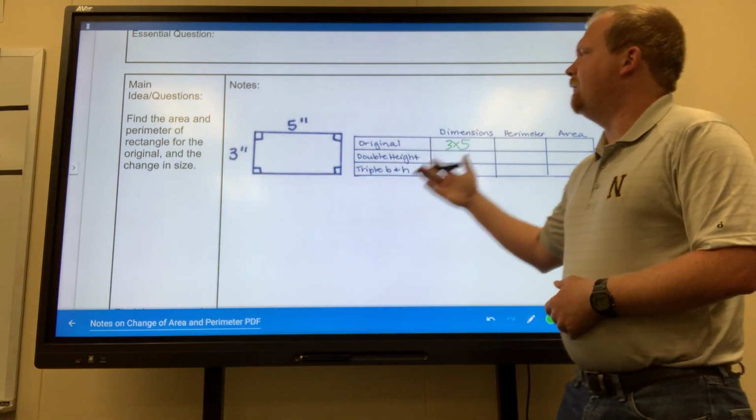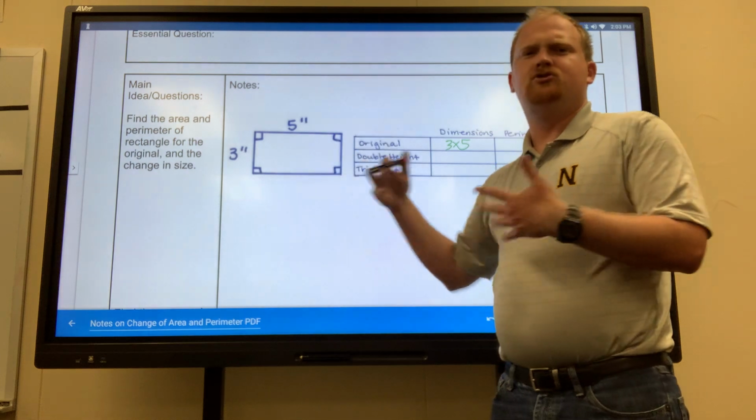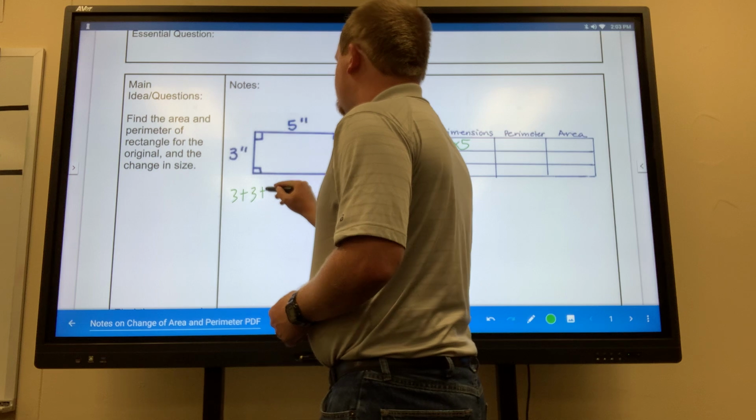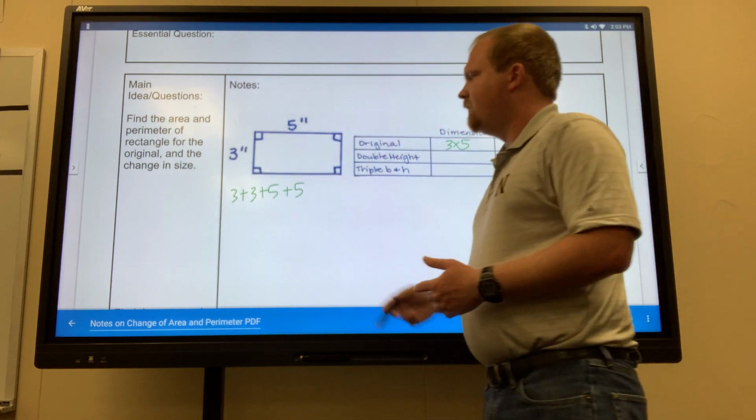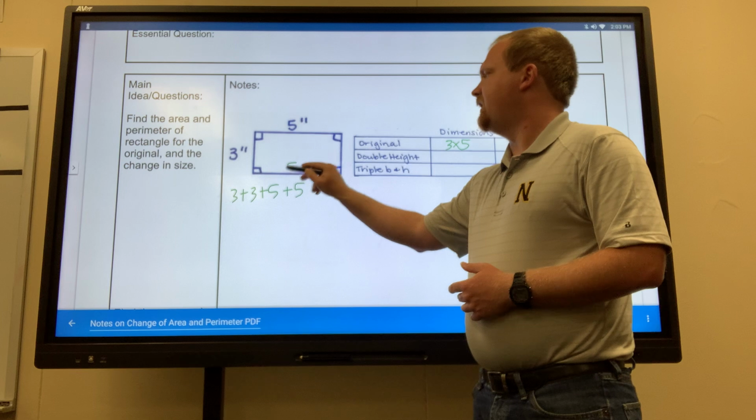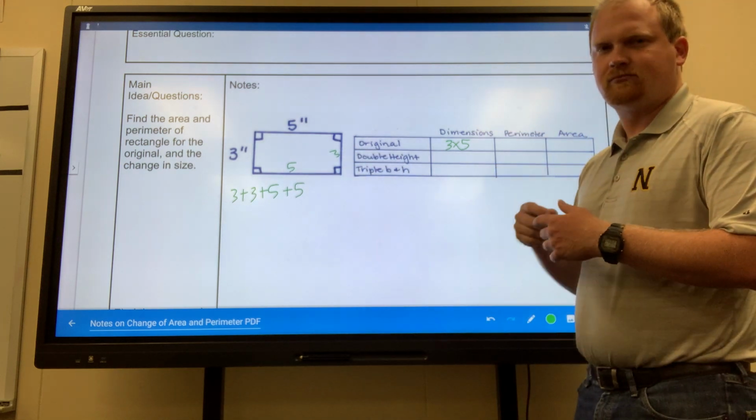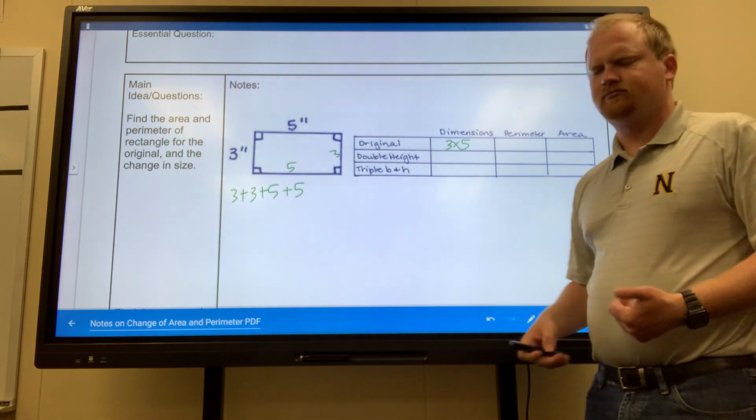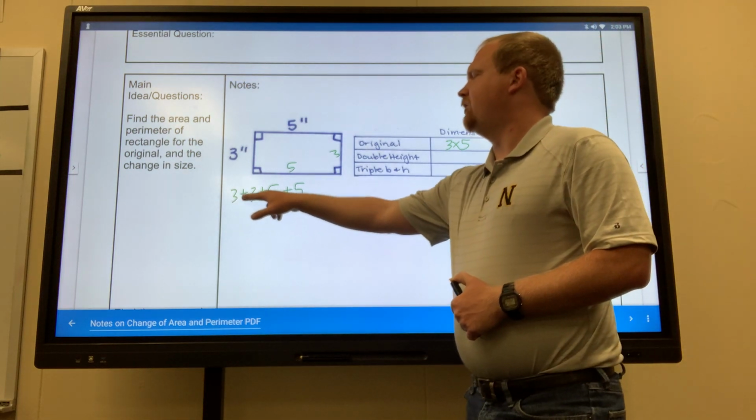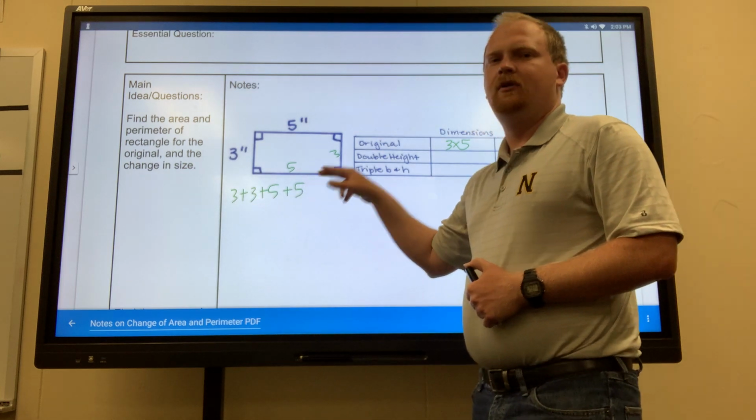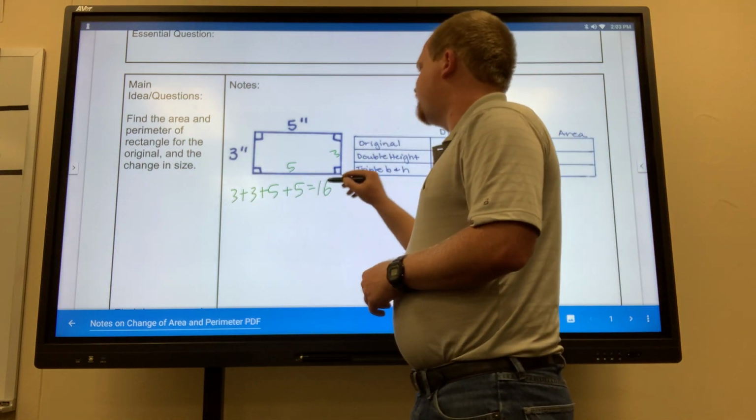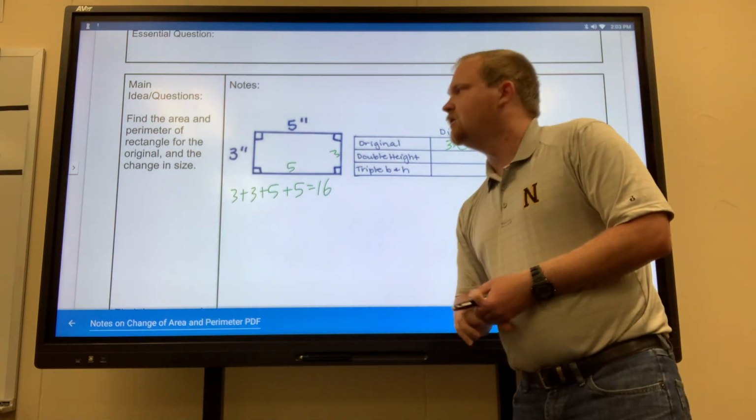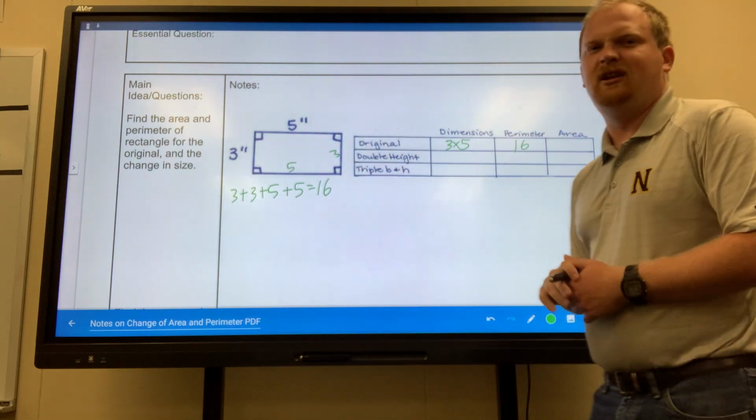So, for example, I want to find the perimeter of this figure here, or the original figure. So if I add, which by the way, I know that this has to be 5, this has to be 3, because opposite sides are congruent to each other. So I know I can add 3 plus 3 plus 5 plus 5, and that's going to give me 16. So the perimeter is 16 inches. And that's what these little marks tell me. It tells me in inches.